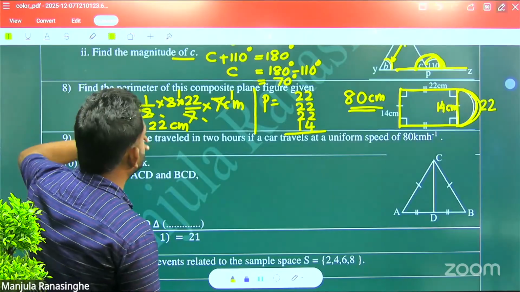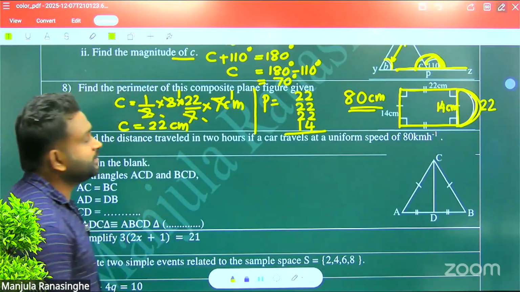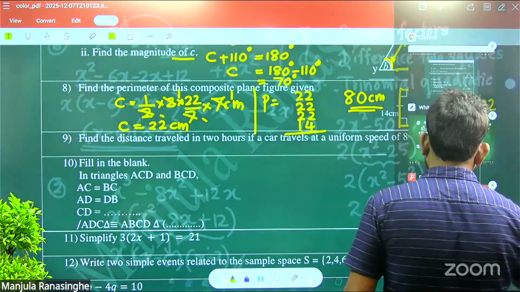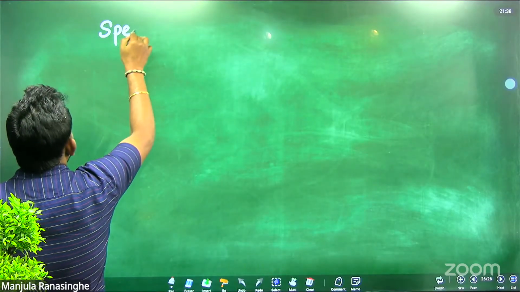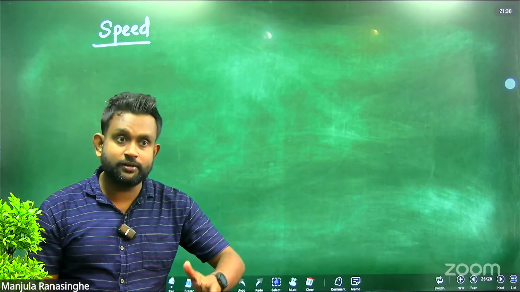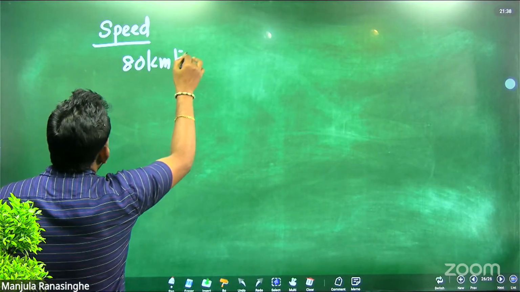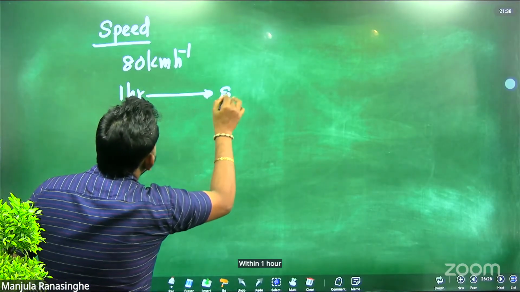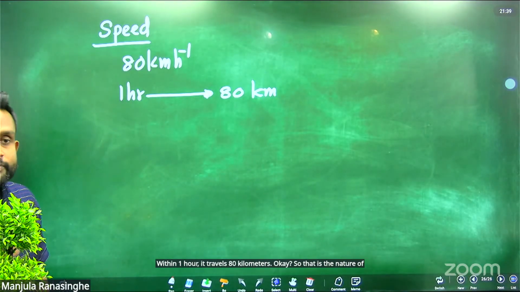Find the distance traveled in 2 hours if a car travels at a uniform speed of 80 kilometers per hour. 80 kilometers per hour is the speed. Now, speed is what? General idea: speed is the distance traveled within a unit time period. So 80 kilometers per hour means that within 1 hour, it travels 80 kilometers. That is the nature of speed.